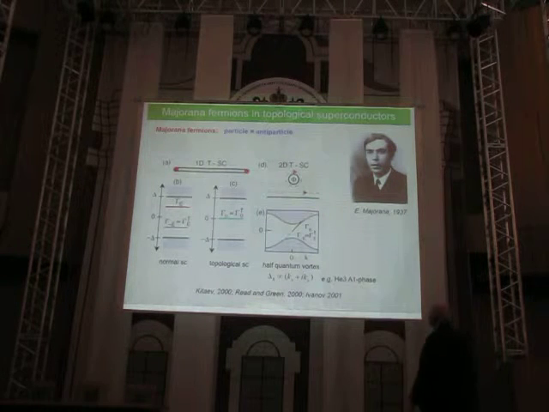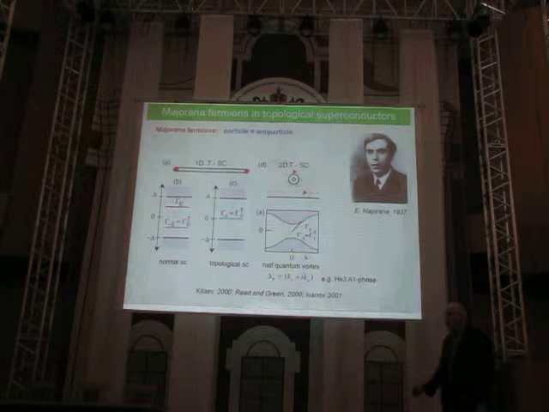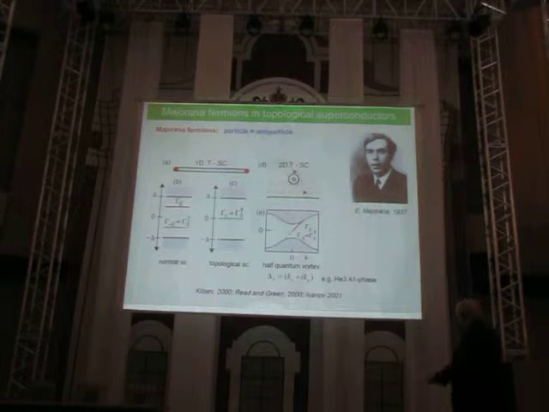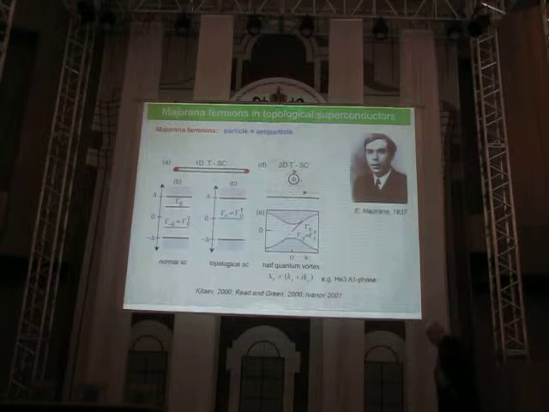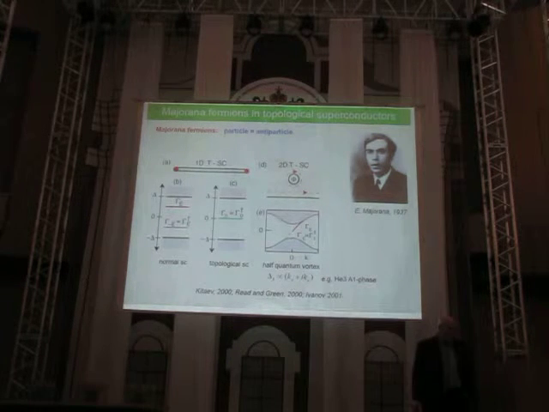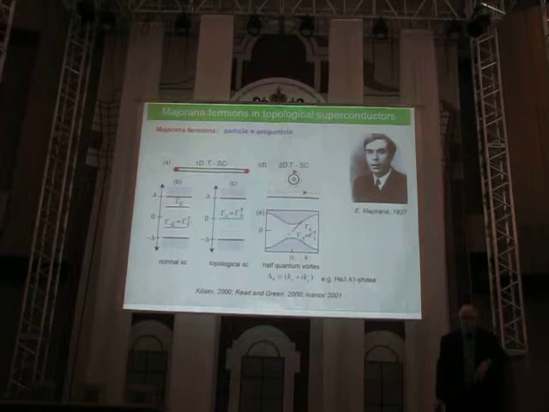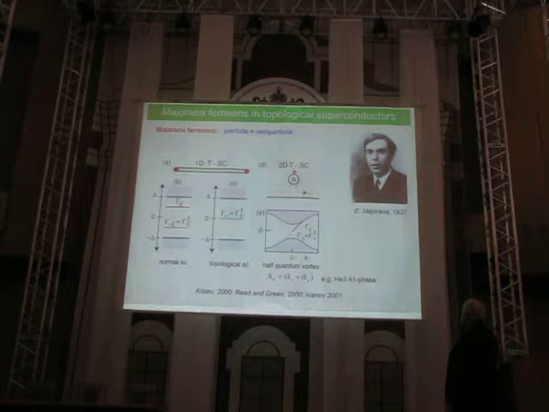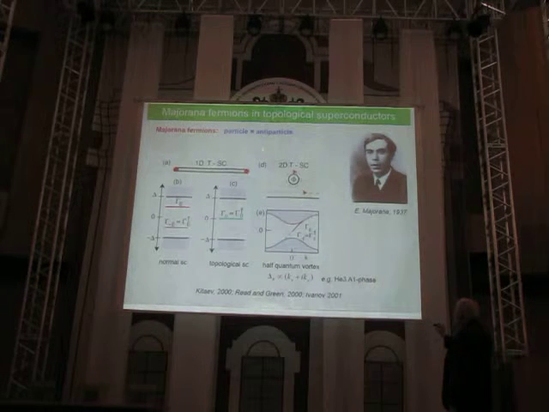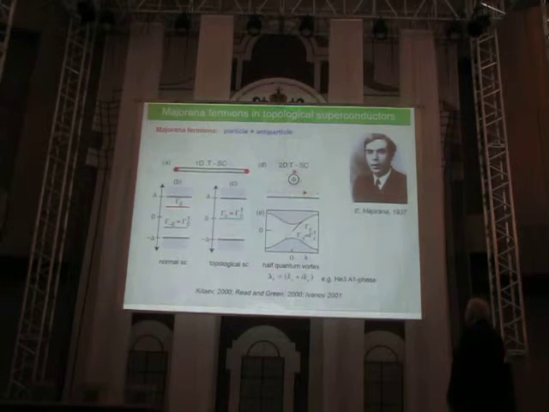Okay, lastly, Majorana fermions. What are Majorana fermions? This is the unfortunate Ettore Majorana, a very talented Italian physicist in the 1930s who disappeared from a ship. Nobody knows what happened to him. He did not arrive at his destination. But before he disappeared, he made this nice proposal: you can have fermions which are their own antiparticle, Majorana fermions.